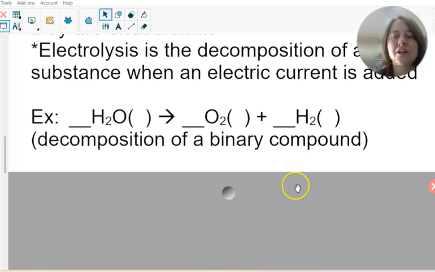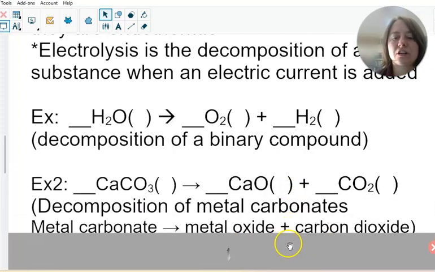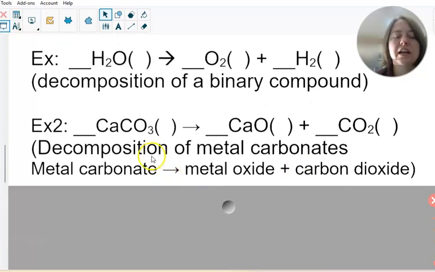I would like to go through another example of a decomposition reaction, which is the decomposition of a metal carbonate. So we have calcium carbonate decomposes into calcium oxide and carbon dioxide. And you can see this was a metal carbonate, and when a metal carbonate decomposes, it forms a metal oxide and carbon dioxide. So for example, if I had sodium carbonate, it would form sodium oxide and carbon dioxide. So please balance this equation and put in your states of matter.